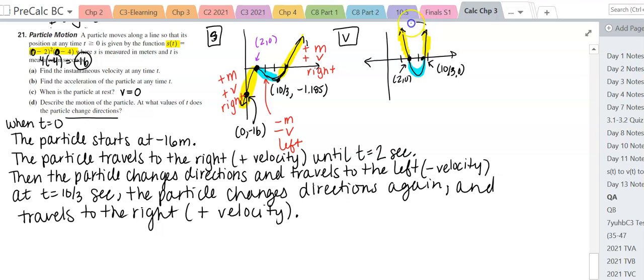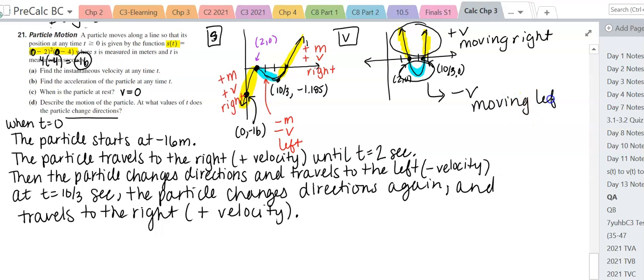So again, up here where I'm in the yellow, both of these locations are where I have a positive velocity, so I'm moving to the right. Okay, I know that because my velocity, my y-coordinates are above the x-axis. So positive velocity means I'm moving right. Down here in the blue, I'm below the x-axis, so this means my velocity is negative and I'm moving to the left.